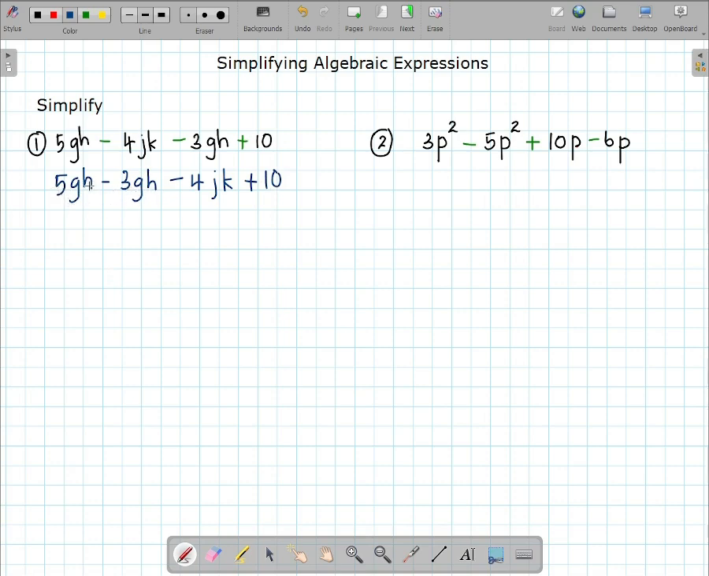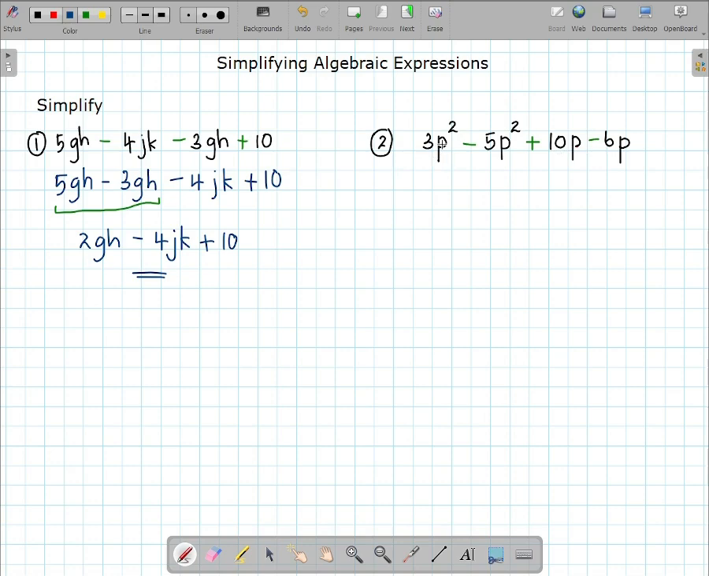That is 5gh subtract 3gh. So 5 subtract 3, that is 2. 2gh minus 4jk plus 10. These cannot be simplified. They are unlike terms. Second example, that is 3p squared minus 5p squared plus 10p minus 6p.